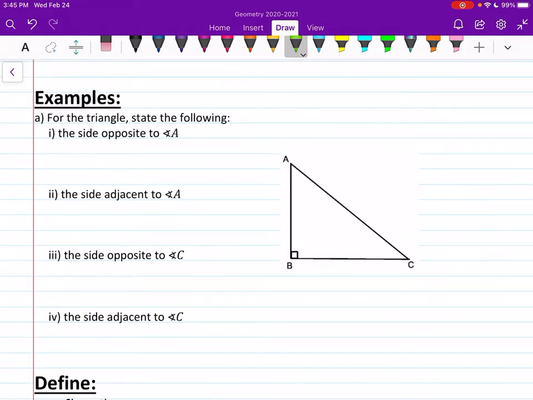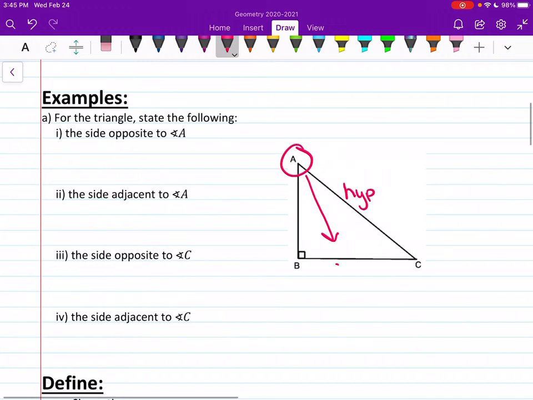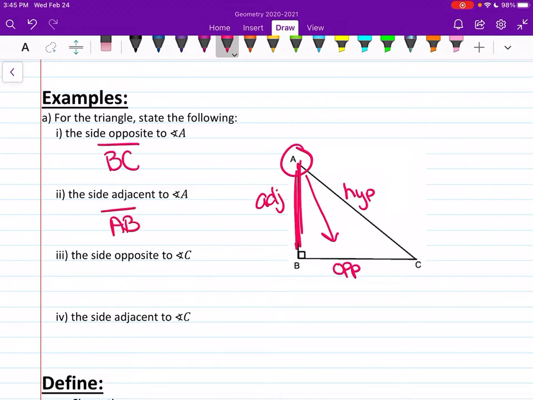So for the triangle, state the following. The side opposite to angle A. So if angle A is my angle of interest, my hypotenuse is over here. The side opposite, remember, is the side that doesn't touch angle A. So my side opposite is going to be this side over here, which is segment BC. Then the side adjacent to angle A is the side that creates angle A that's not the hypotenuse. We already have the hypotenuse, so the other side that creates it is going to be this side here, and that's side AB.